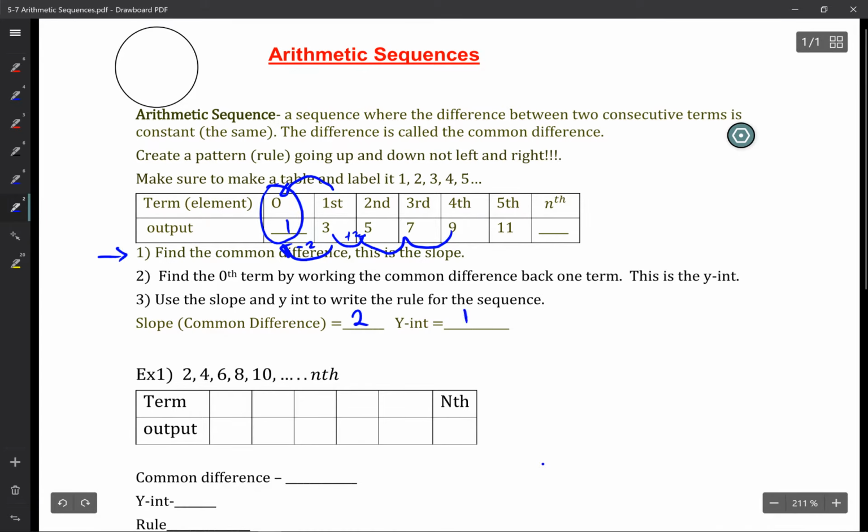Right? So now I have the equation. I have y equals, what's the slope? 2x minus 1, or 2n minus 1. And that is what I want you to write. Okay? So that's what's going on.